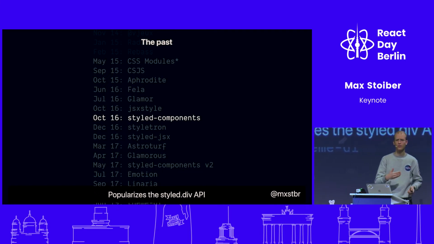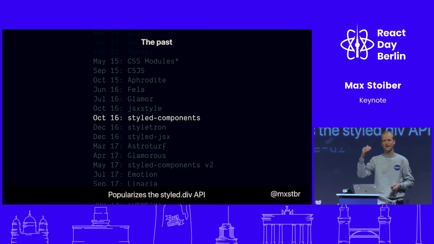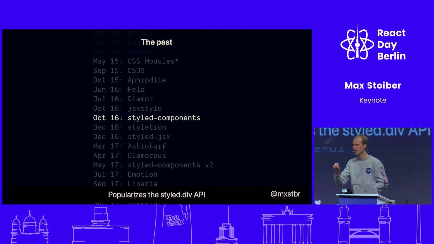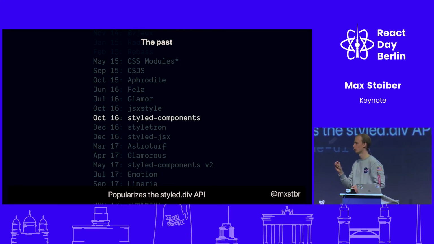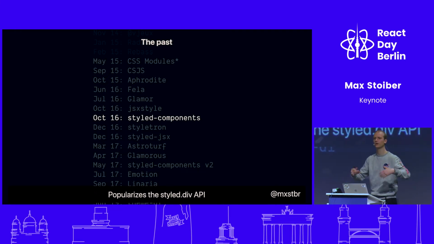Before styled components, every CSS-in-JS library sort of returned an object of class names, and you could assign that to your DOM tags. With styled components, you're never even touching any class names anymore. They're not there. You're just creating components that are styled, and then you're using them throughout your application. And styled components was really the first library to go in that direction.